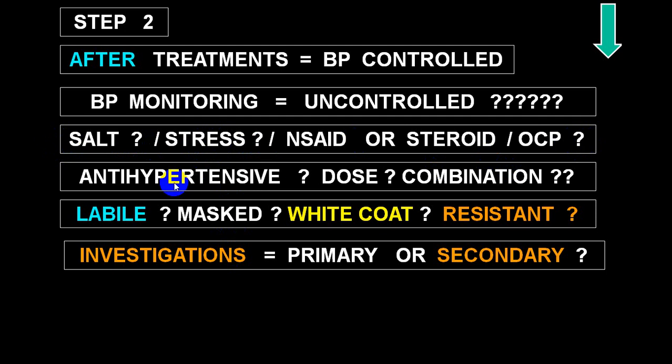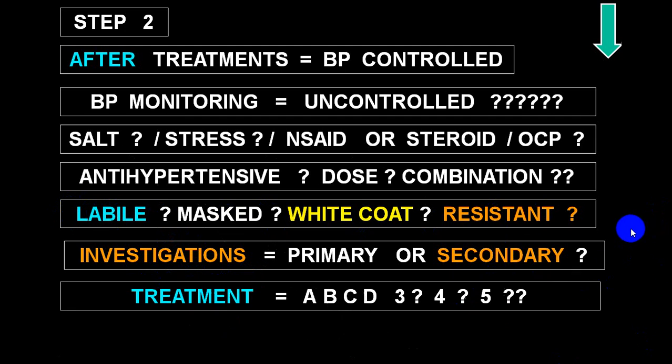Look at the dose properly. Look at whether the person is compliant or not. Look at whether you have used the proper combination or not. Have you used the proper dose or not? With ambulatory blood pressure monitoring, find out whether it is labile, masked, white coat or resistant hypertension. By investigation, again re-investigate and find out whether it is secondary or not.